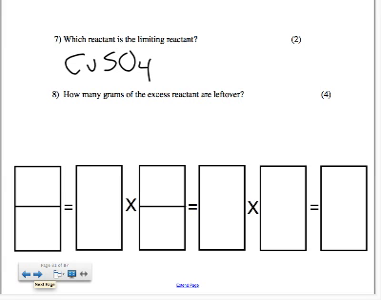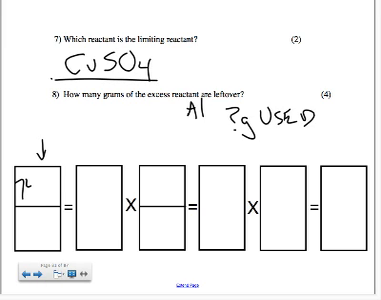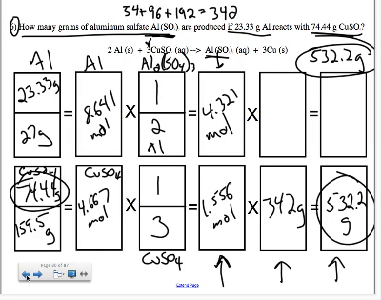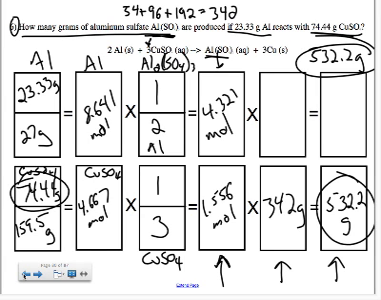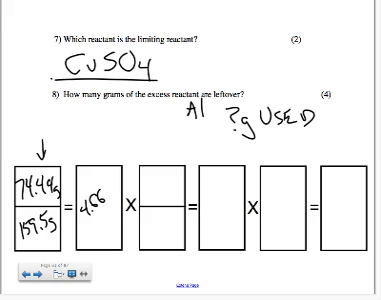How many grams of the excess reactant are left over? So here's sort of a tricky question. So the excess reactant was aluminum, because that wasn't the one that ran out first, according to our numbers. So what we're going to do is first find out how many grams are used, and we're going to do that by doing the boxes down here, starting with our limiting reactant. 74.44 grams of copper, and we said in the last problem that that gives us 159.5 as a molar mass and 4.667 moles of copper sulfate.